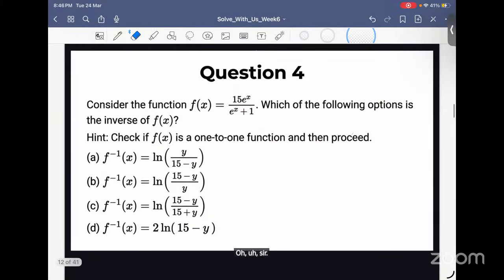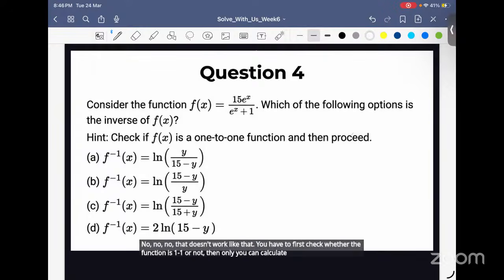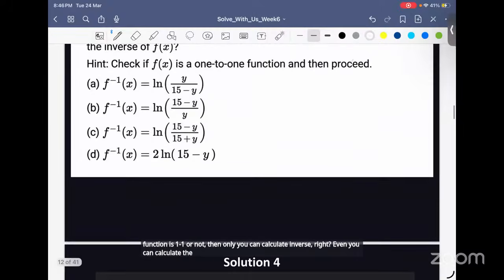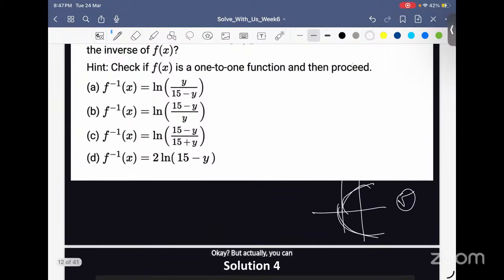Sir, my argument is, since it has asked for the inverse, we blindly find the inverse, and if there is an inverse for that, then it is one-one. No, that doesn't work like that. You have to first check whether the function is one-one or not, then only you can calculate the inverse, right? Even for any function, for example this one, you will get some equation for sure in the form of some square root or something. But this equation is not even one-one, so you can't calculate it. By equation you can get the inverse, but actually you can't get it.